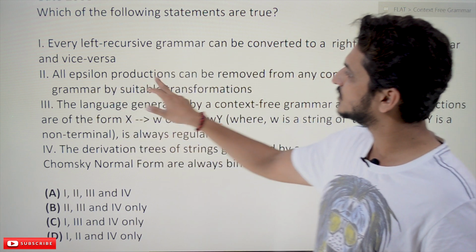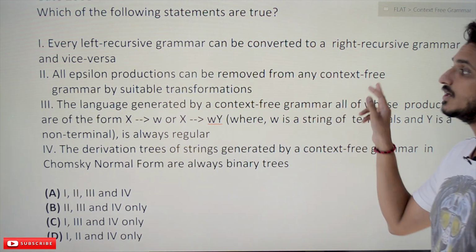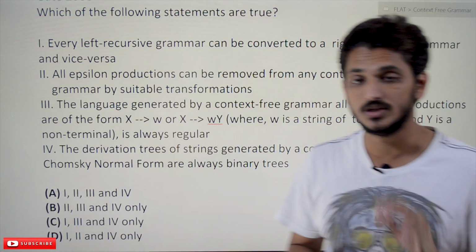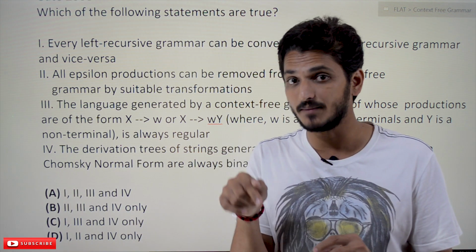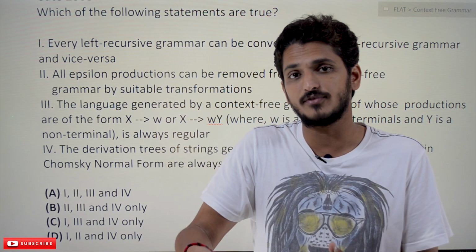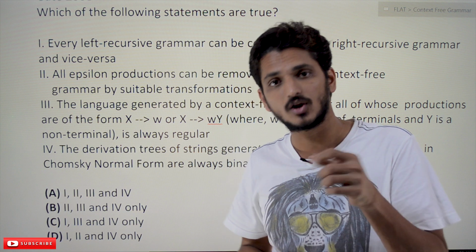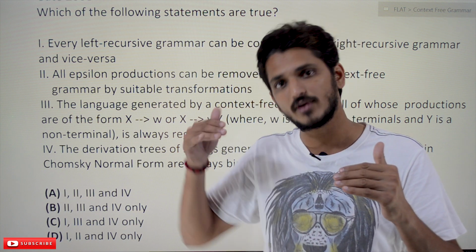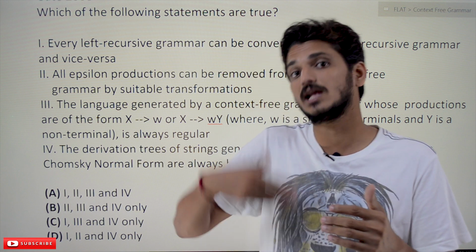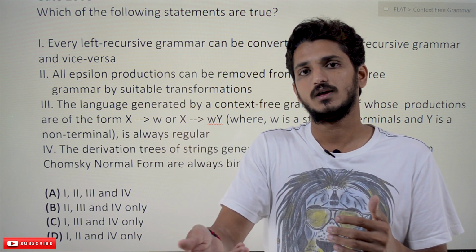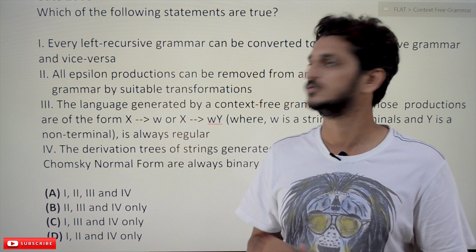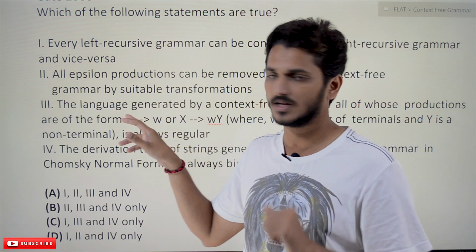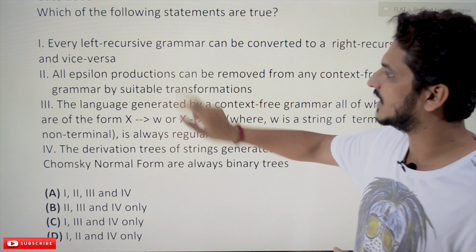Next one is all epsilon productions can be removed from any context-free grammar by suitable transformations. No, this is not possible. We had shown an example. If the language itself consists of epsilon, we cannot eliminate epsilon from that. The starting production will have epsilon because the language itself is accepting epsilon. So this statement is wrong. These examples we already discussed in the eliminating epsilon production examples.